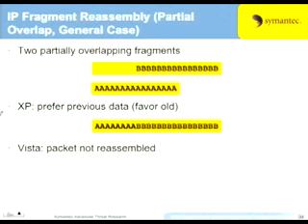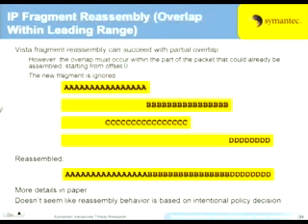However, in a more general case, when there's partial overlap, the fragments don't line up neatly. In this case, XP will favor old, but Vista won't reassemble the packet at all. It appears that the state gets discarded. Although it is possible for partial overlap to succeed, the overlap must occur within the part of the packet that could already be reassembled, starting from offset 0.